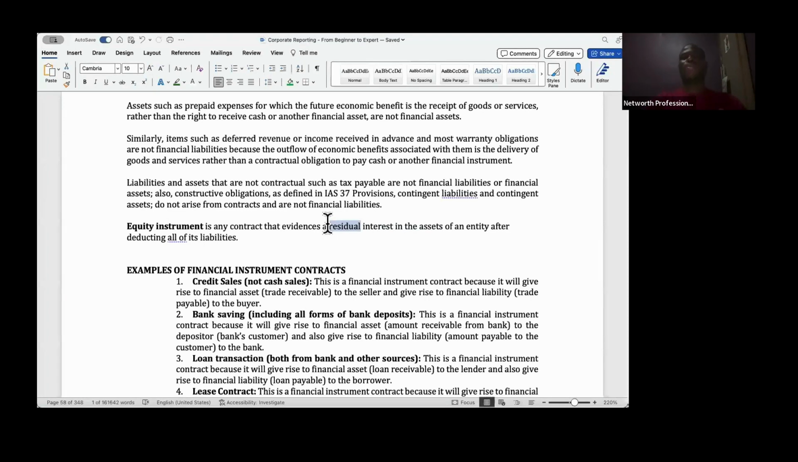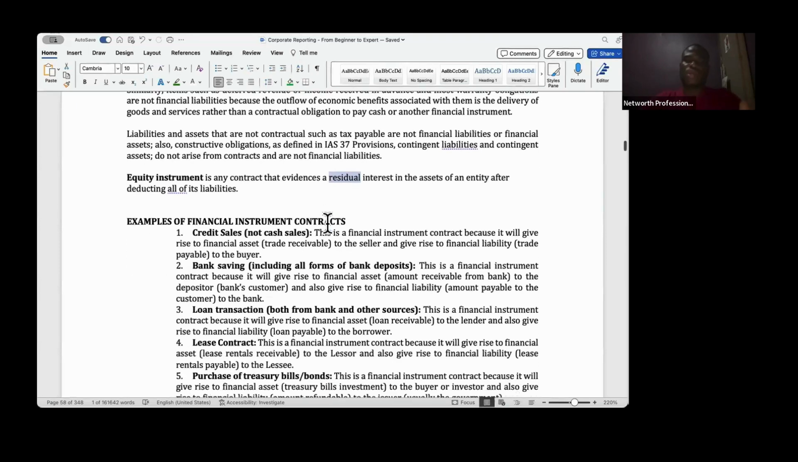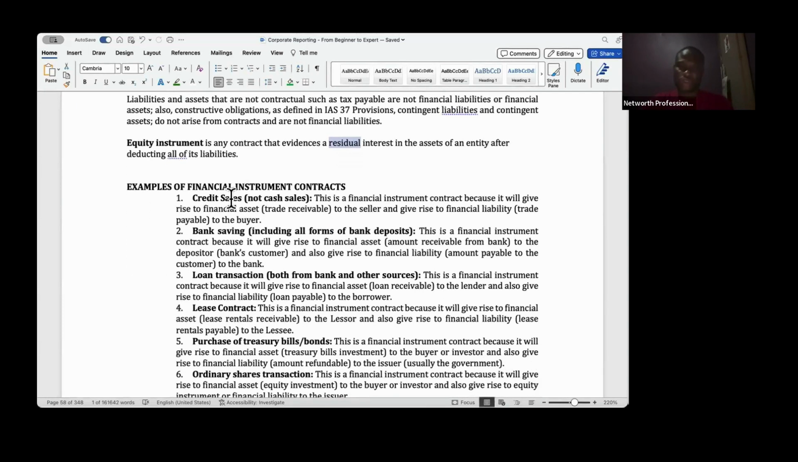Okay, now, still looking at the definition of a financial instrument, we have looked at the three elements in that definition. Remember, the definition is that a financial instrument is a contract that gives rise to a financial asset of one entity and a financial liability or equity instrument of another entity. We have looked at what a contract is, what a financial asset is, what a financial liability is, and what an equity is. Now, having understood those elements, we are ready to look at some examples of a financial instrument contract.